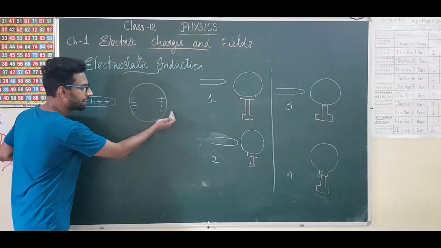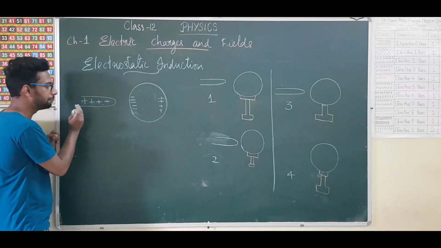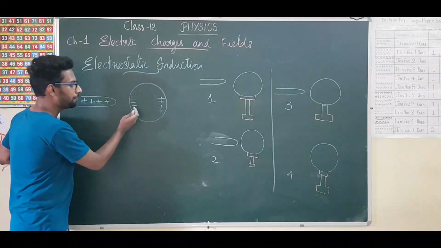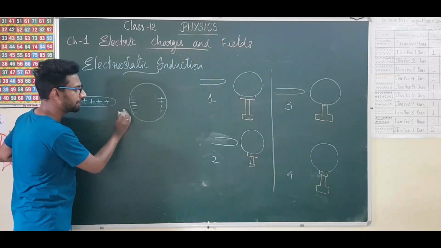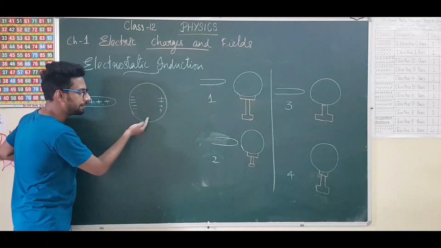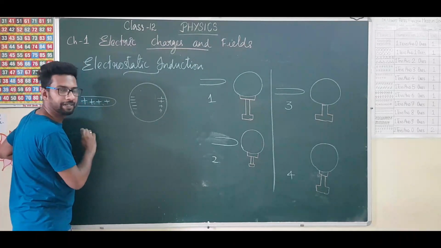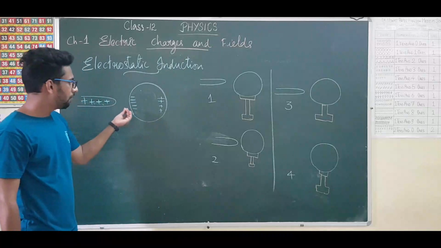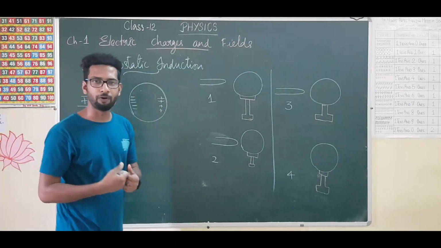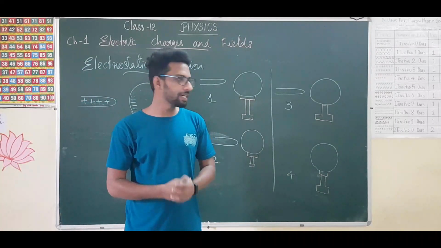So here, this is the farthest end, and here is the nearer end. So when we bring a charged body near to an uncharged body, the opposite kind of charges get accumulated on the near surface of the uncharged body, and the same kind of charges get accumulated on the farthest end of the uncharged body. Is it clear? The charges formed this way, due to electrostatic induction, are known as induced charges.